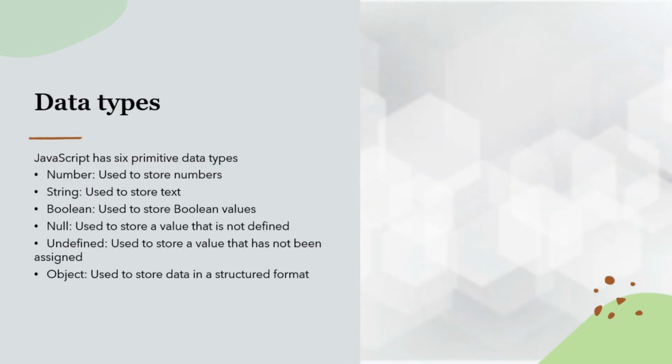Data types. JavaScript has 6 primitive data types. These include numbers, strings, booleans, null, undefined, and objects. Let's take a closer look at each one. Numbers. The number data type is used to store numeric values. It can be used for calculations, measurements, and more.